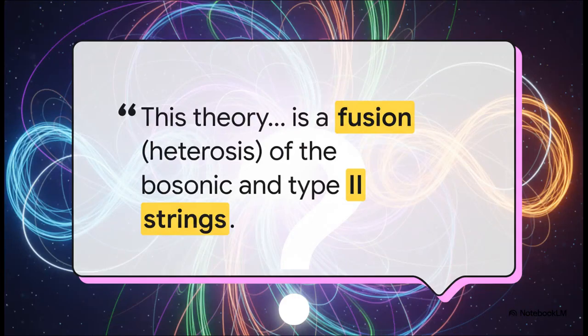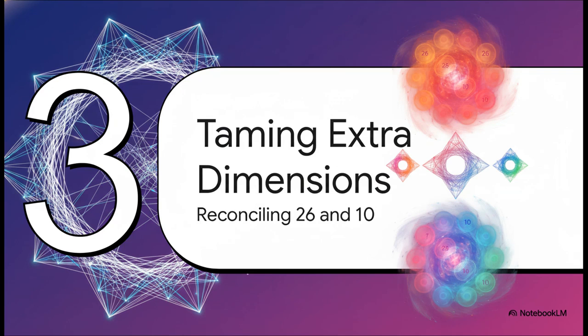And this isn't just a loose analogy. The great physicist Joseph Polchinski put it perfectly. The theory is a literal fusion, a heterosis of these two earlier ideas. It grabs the best bits from both and smashes them together to create something totally new, something that might actually work. But it leaves us with one heck of a question. How on earth can one single object deal with a 26-dimensional world and a 10-dimensional world at the same time? I mean, it sounds like a flat-out contradiction.